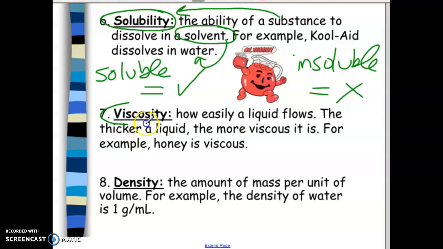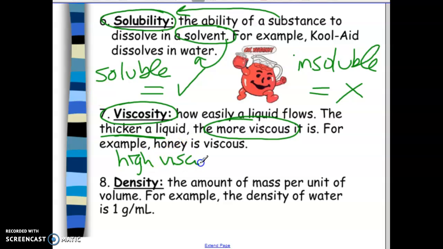Okay. Viscosity is referring to the flow of a liquid. So whenever we're referring to viscosity, it's for a liquid. And usually the thicker the liquid, the more viscous it is. So if it has high viscosity, that means that liquid is a very thick substance, so it does not flow very easily. An example of that could be honey or maple syrup or mustard or something.